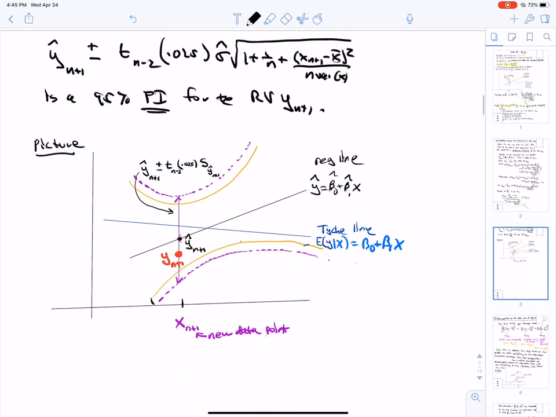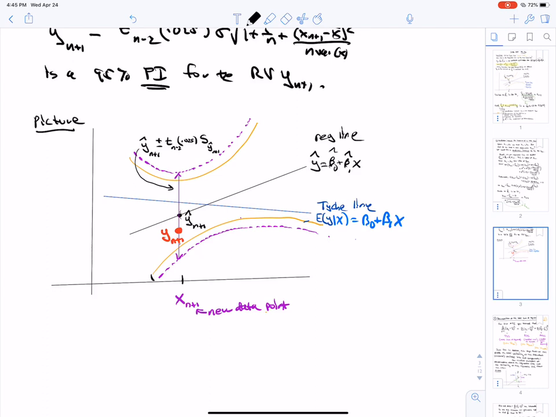So a picture of this: there's a 95% chance that the point in red, yn plus 1, is between the purple curves here for a given xn plus 1.